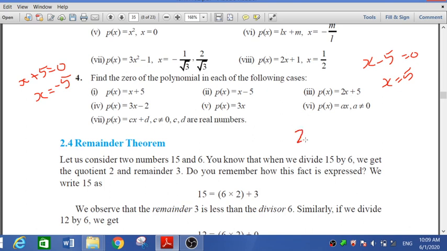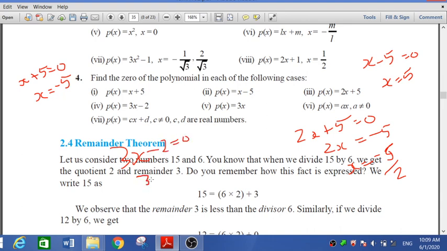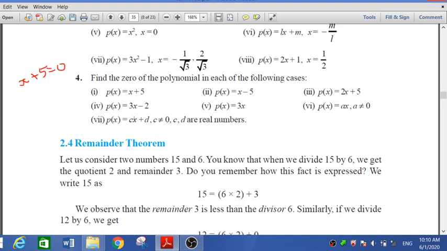2x plus 5. Third, 2x plus 5 is equal to 0. So 2x is equal to minus 5. So x is equal to minus 5 by 2. Fourth, 3x minus 2 is equal to 0. So 3x is equal to 2. X is equal to 2 upon 3. So these types of questions are asked in the exam. So I think it is easy.